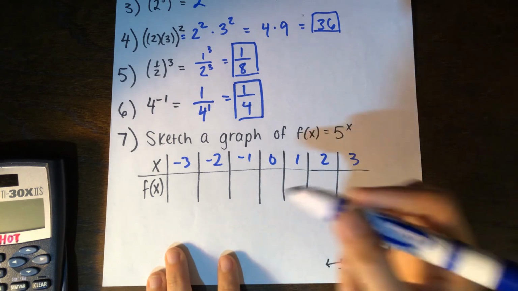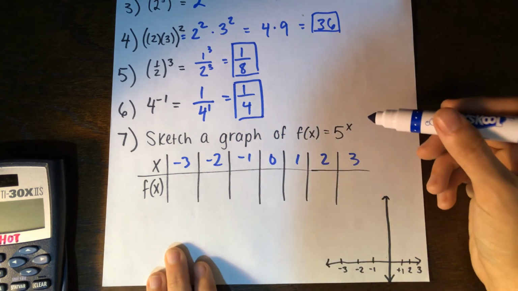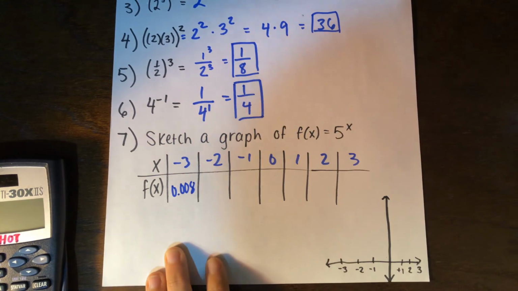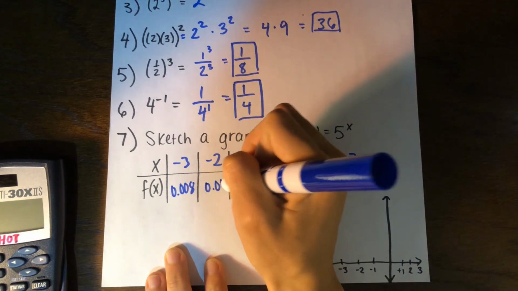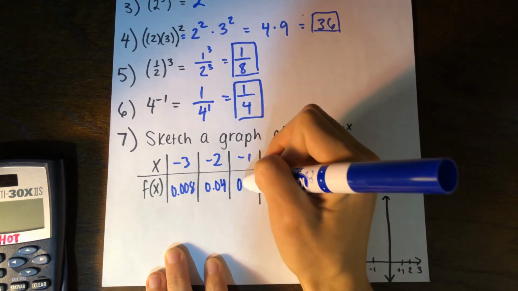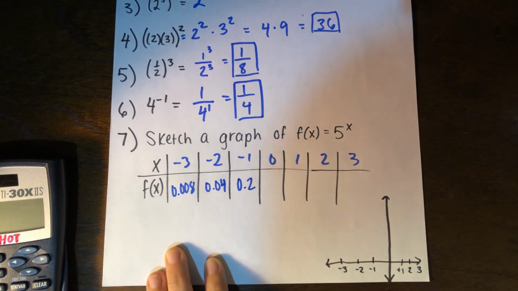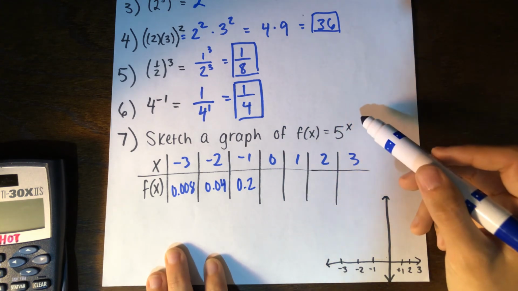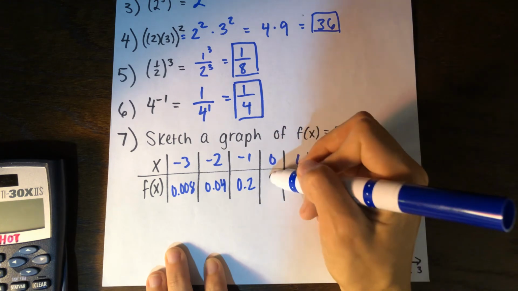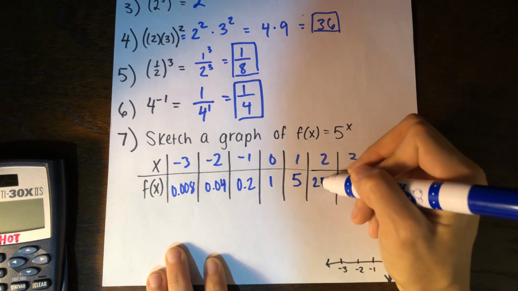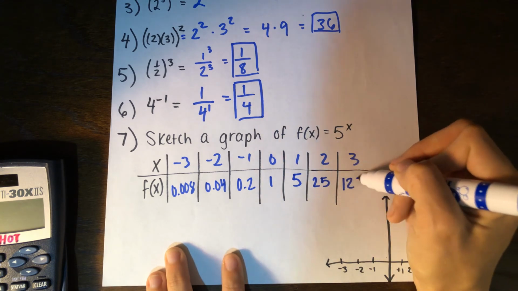So that would be 5 to the -3 power. You can just type that right into your calculator. You get 0.008. 5 to the -2nd power, I get 0.04. 5 to the -1st would be 0.2. 5 to the 0 power. Any base or anything to the power of 0 is going to be 1. So 5 to the 1 is 5, 5 to the 2nd, 25, 5 to the 3rd, 125.